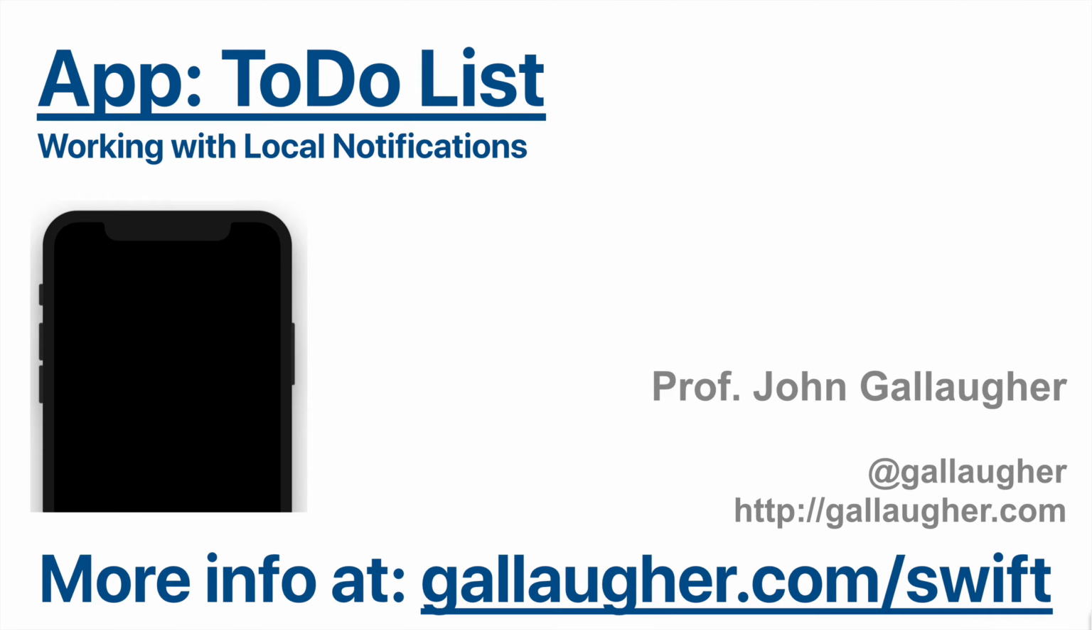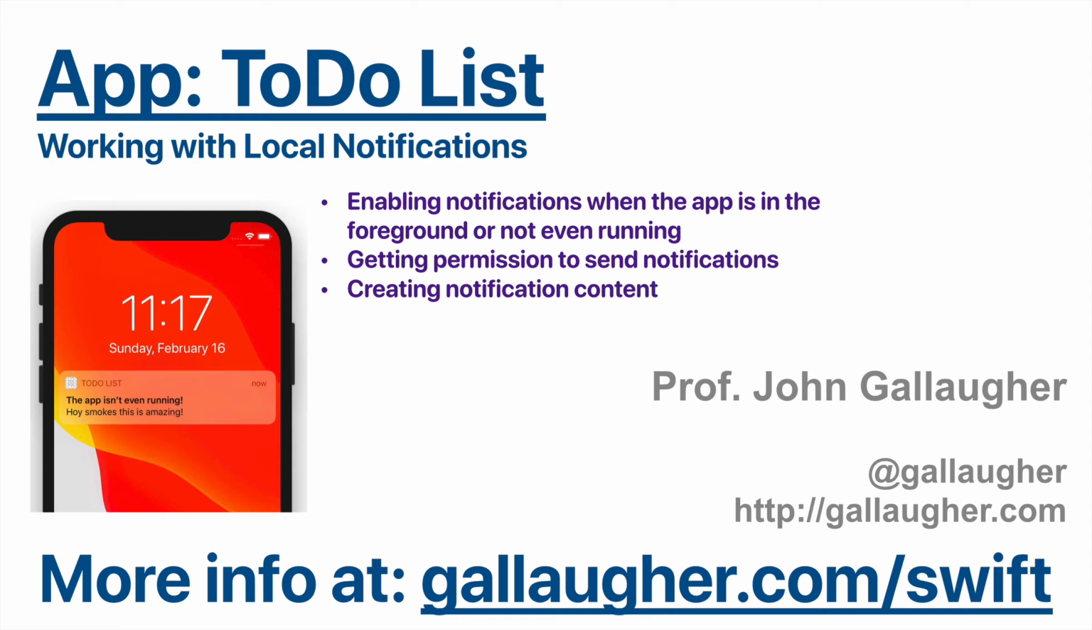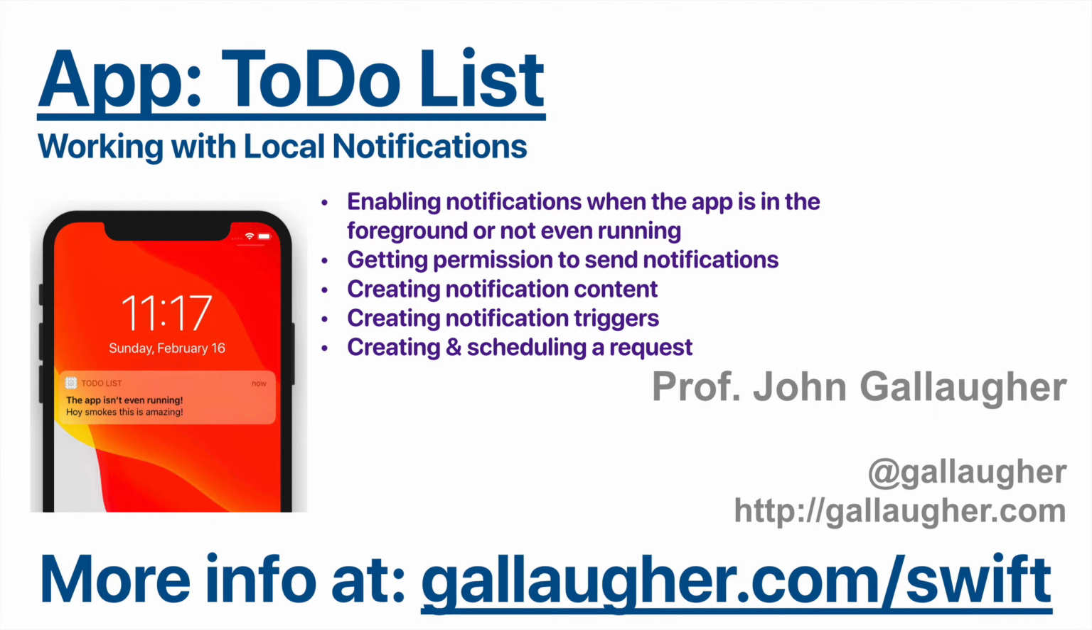Swifter, you're on notice because we're going to learn how to create local notifications just like this one. These notifications will work when the app is in the foreground, when it's in the background, or when the app isn't even running. We're going to learn how to get permissions from the user to send them notifications. We're going to learn how to create notification content, how to create notification triggers, how to create and schedule a notification request.